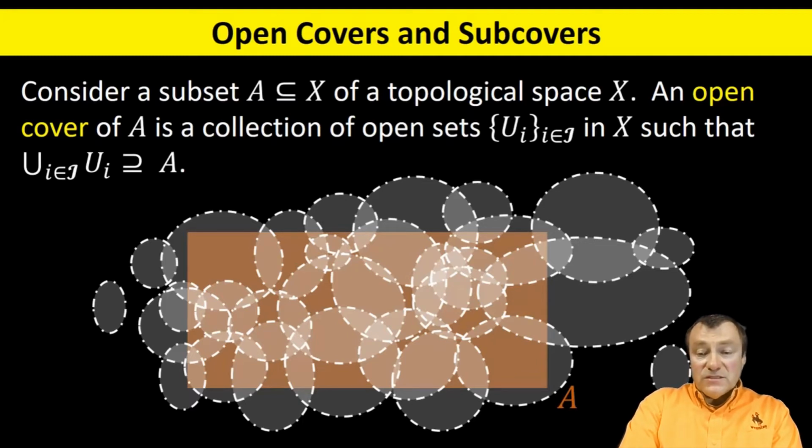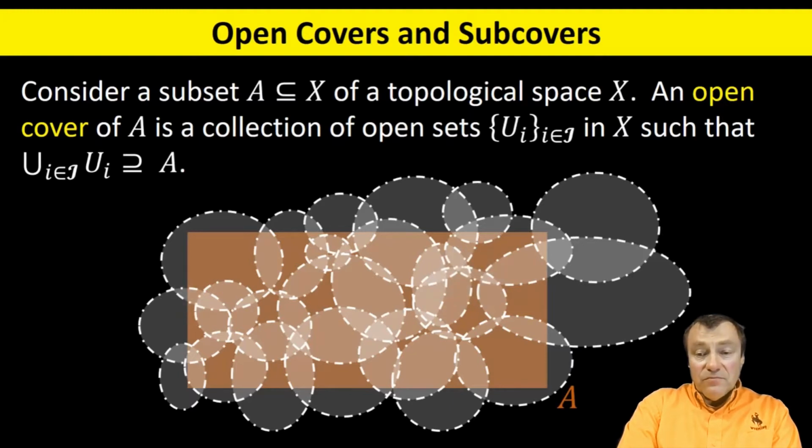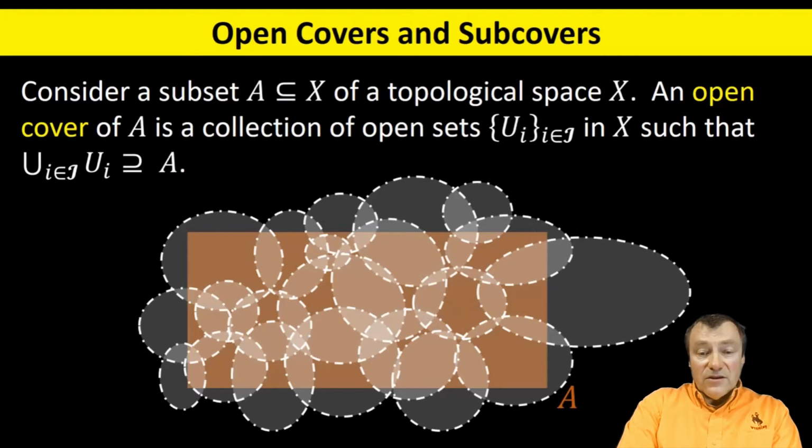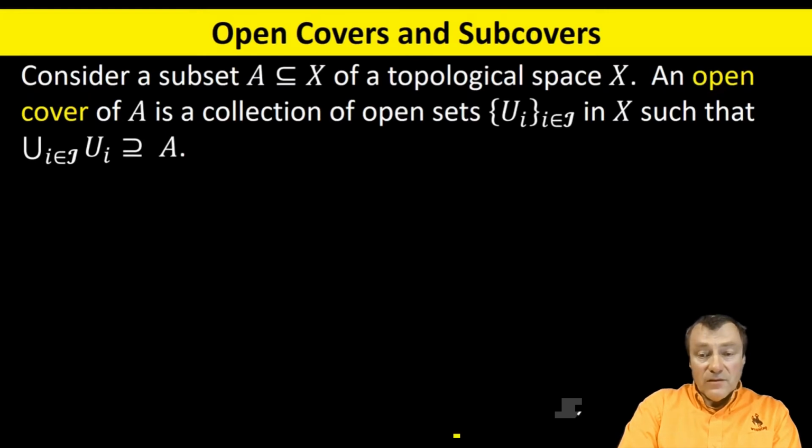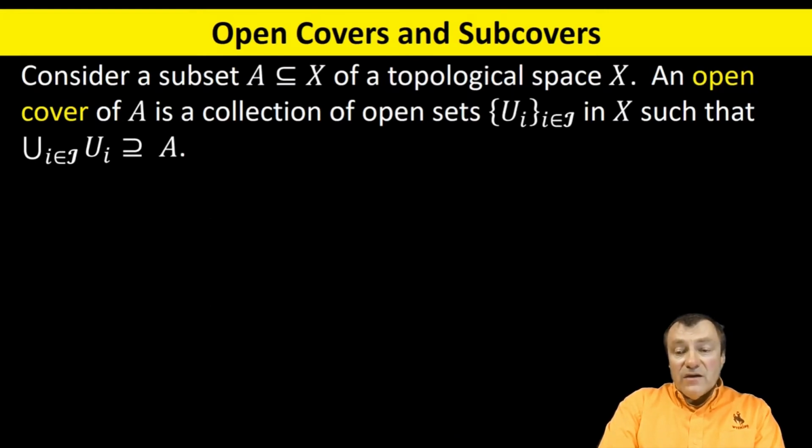Now, the union of the open sets in the collection is, of course, an open set in X. I've pictured here an open cover of A. With some redundancy, it is actually possible to throw away some of these open sets and still cover A. For example, watch closely. Here, and here again, and here. And what I'm left with now is still an open cover of A, and it is a subcover of the cover that I started with. Once again, an open cover of A is just any collection of open sets that covers A.